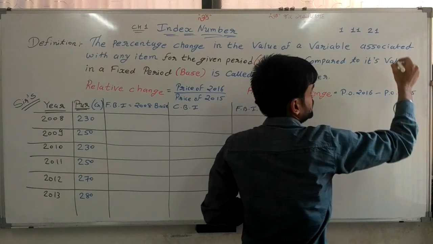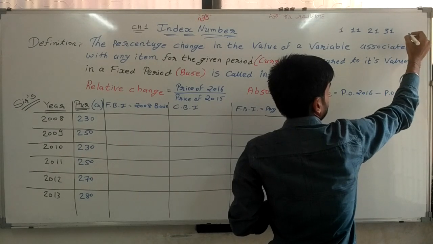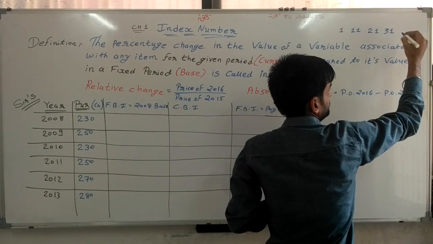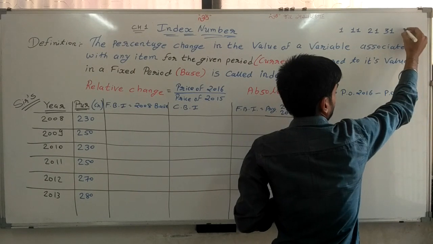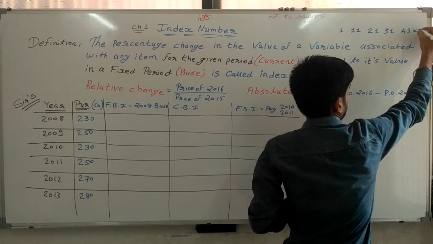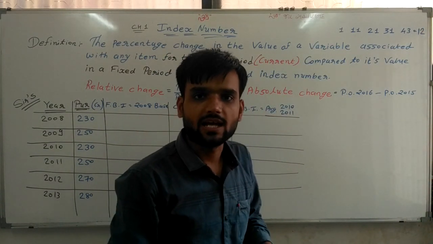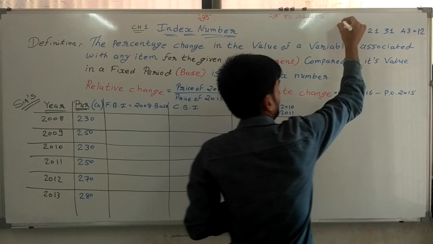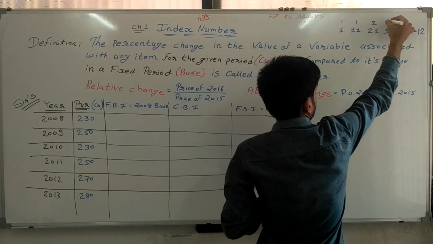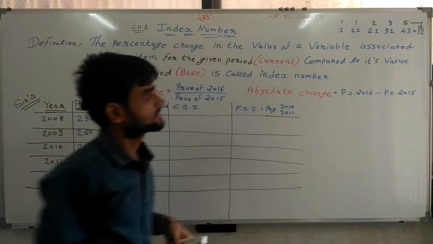2 marker short question, 3 marker short question, and a 5 marker question, and a total of 12 marks will be asked from this chapter in the examination. 1 mark, 1 mark, 2 mark, 3 mark and 5 mark, and the total is 12 marks.